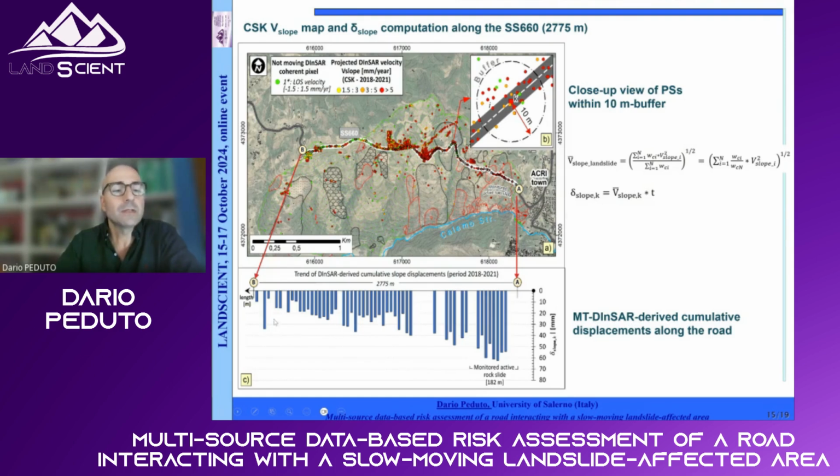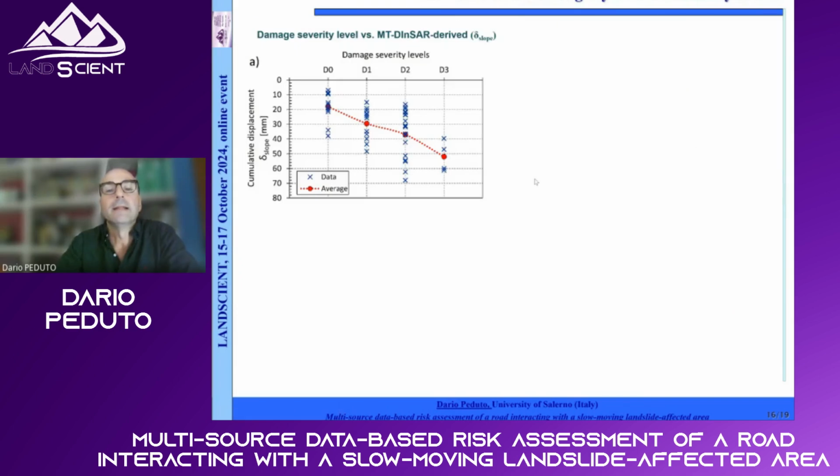In this histogram, you can see the track is a section from A to B along the road, in which the cumulative settlements are represented. And as you can see here, the most active portion of the rock slide is this one, within this first stretch, closer to the Acre municipality.